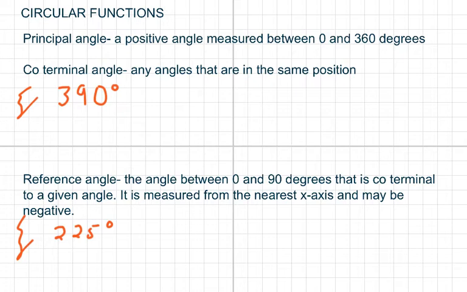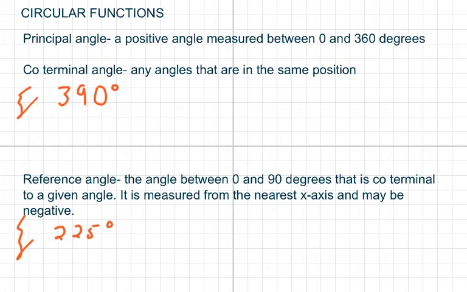Let's jump down, because principal angles doesn't have a whole lot other than knowing that it's from 0 to 360 degrees. Anyway, a coterminal angle is any angle in the same position. You can have multiple coterminal angles, actually infinite.